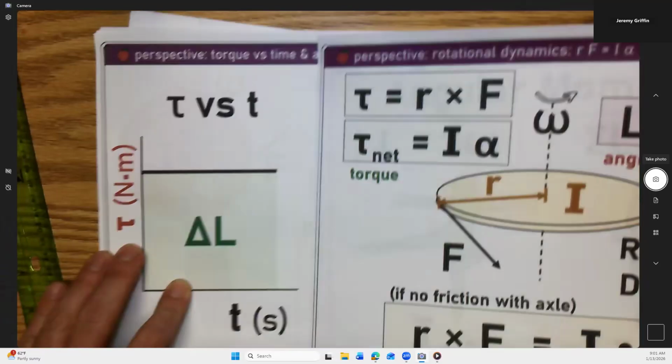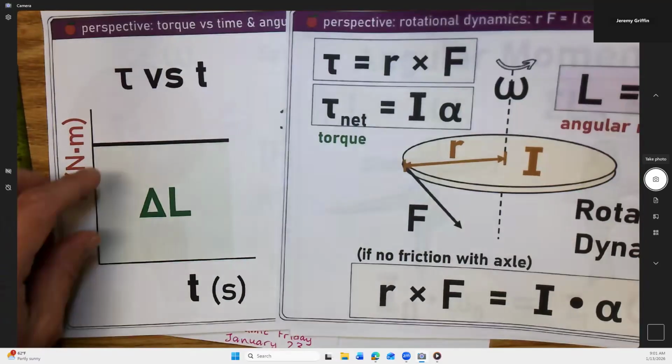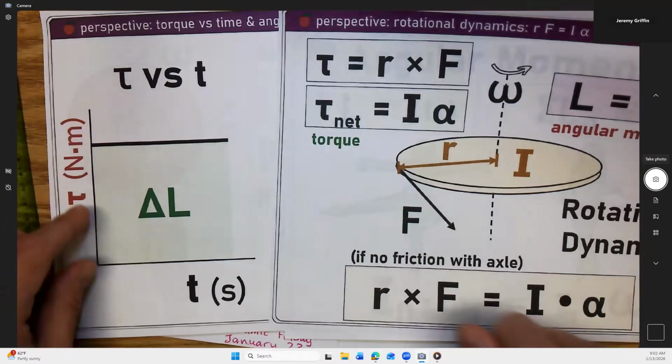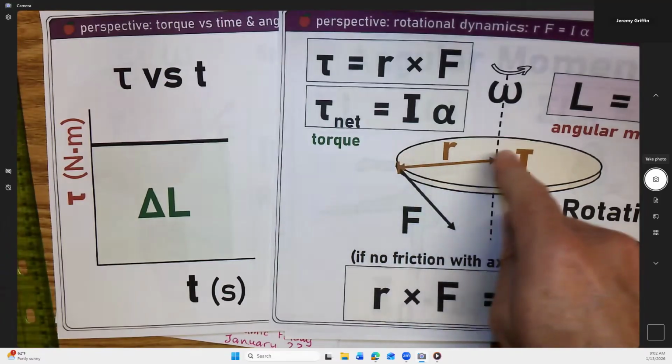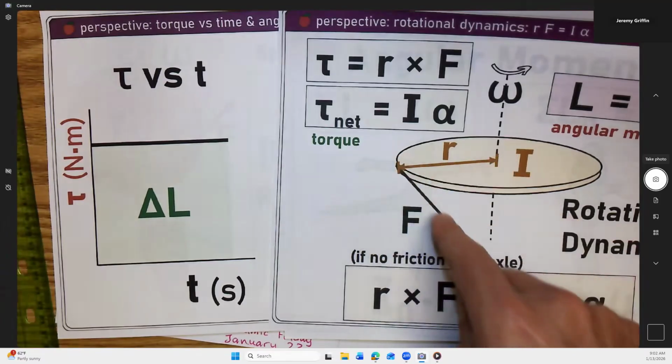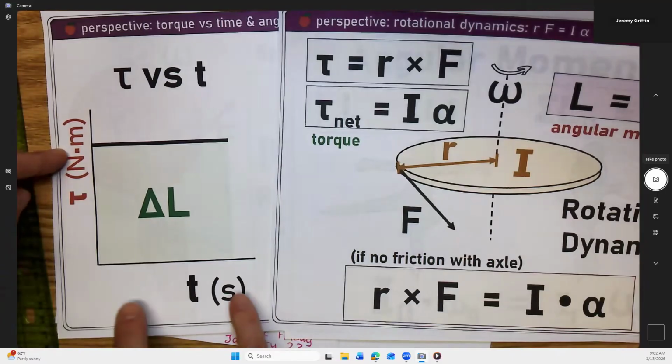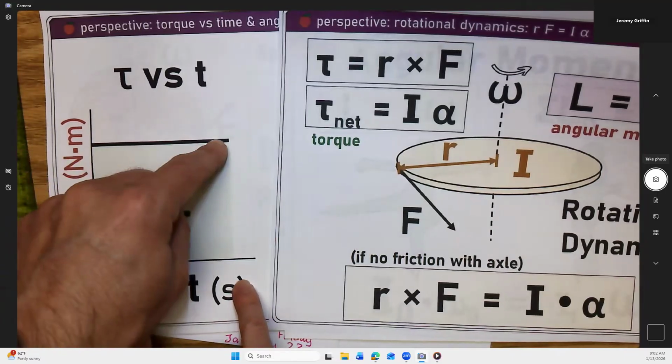Okay. Here, and I've got these side by side. So here's torque versus time. Guys, what if you're applying a constant force here? Do you guys see that? Constant force? And this radial size is also constant. Well, if that's constant, couldn't torque be constant? And torque versus time could look like this. Do you guys see that?